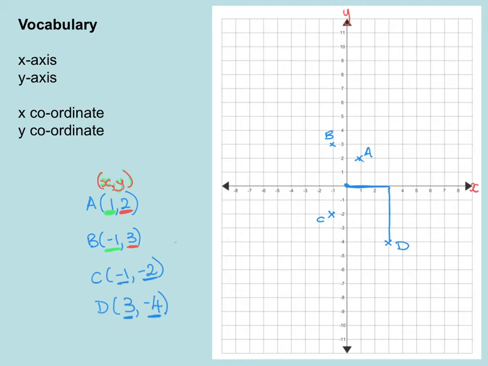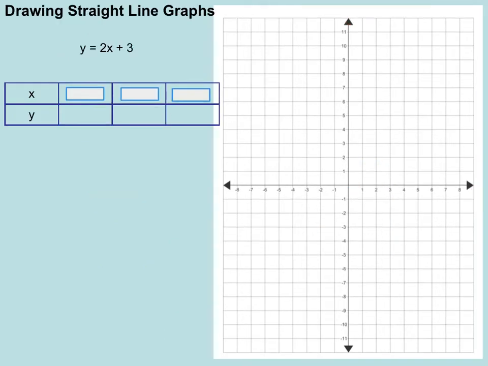So x and y coordinate and x and y axis are your phrases from that sheet there. On to drawing our straight line graphs. First thing I notice is that I need my x and my y written onto my axes there.